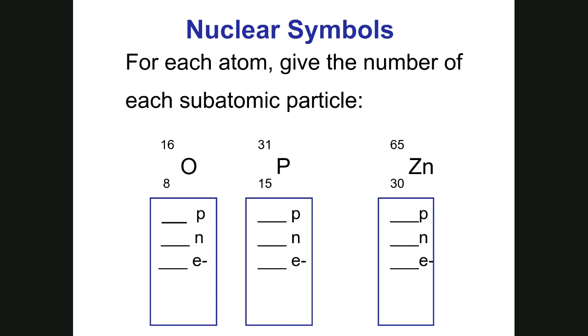Phosphorus, the mass number is the highest number, which is 31. 15 is the atomic number. Proton equals 15. Electrons, I don't see any charge, so also equals 15. So I have as much positive charge as negative charge, which is going to be 15. So this element doesn't show any charge. And the neutron will be 31 minus 15 equals 16. The zinc, proton 30, electron 30, neutron 35.